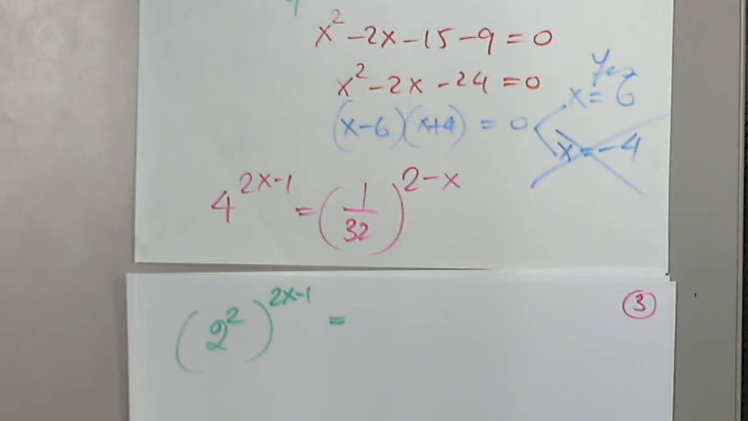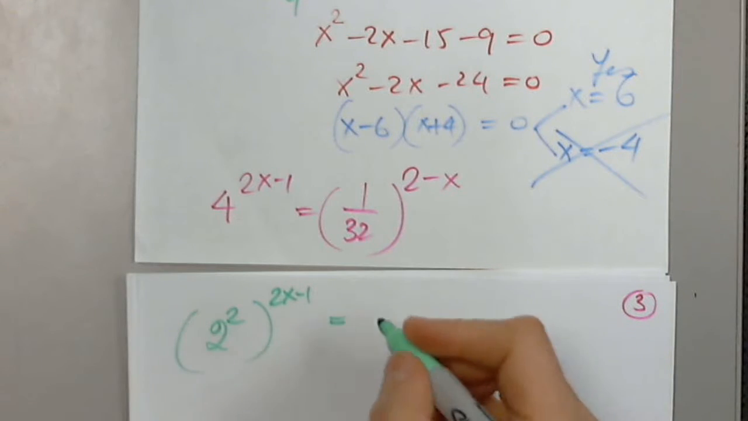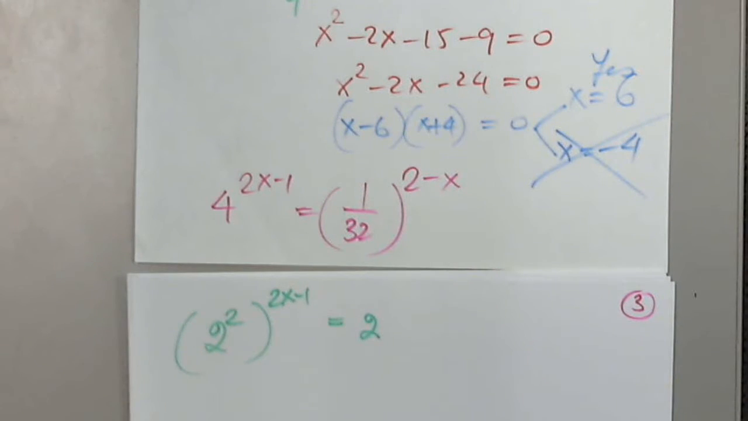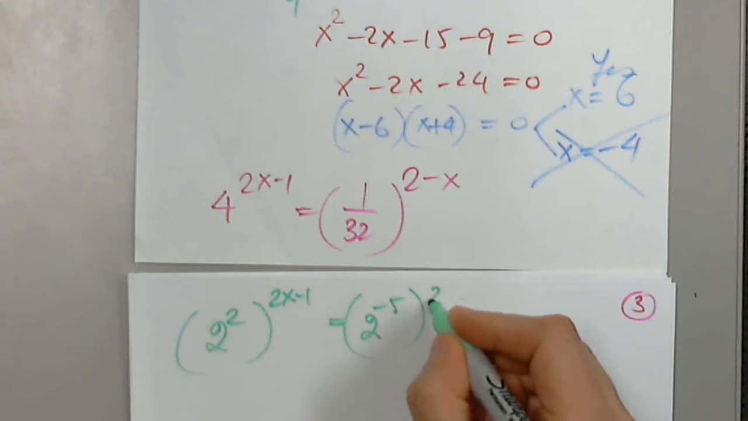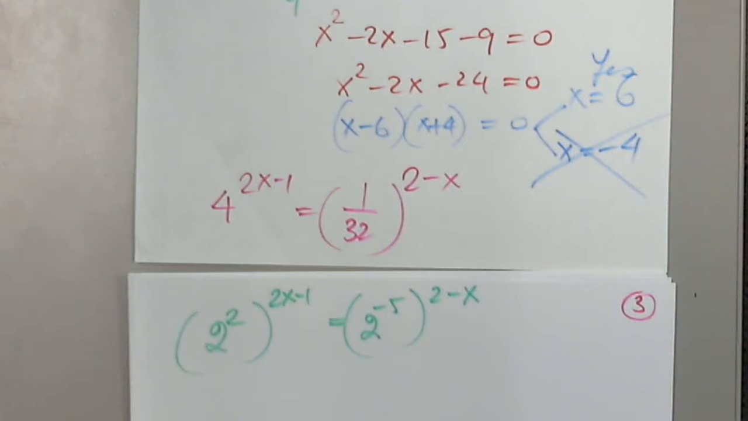Now I'm on the right-hand side and I'm asking myself, because this was written with base 2, is there a way of writing 1 over 32 with a base of 2? Correct. So there will be 2 raised to which power? Negative 5. Indeed. And then I copy everything else. Okay, so one more time, I think we should go through this step.